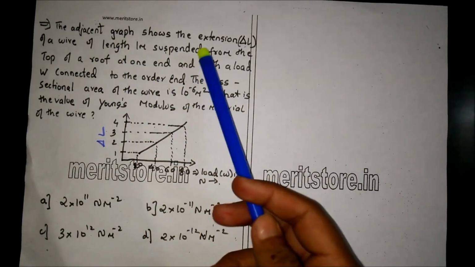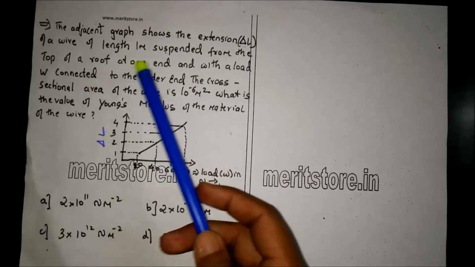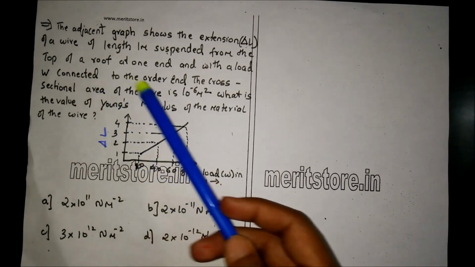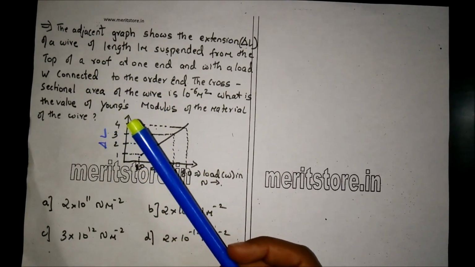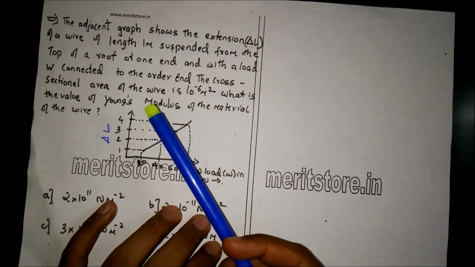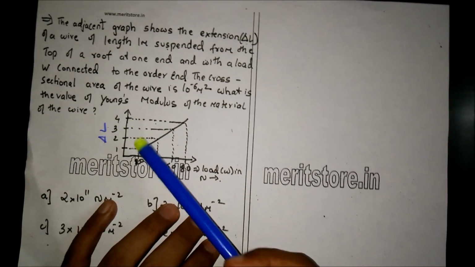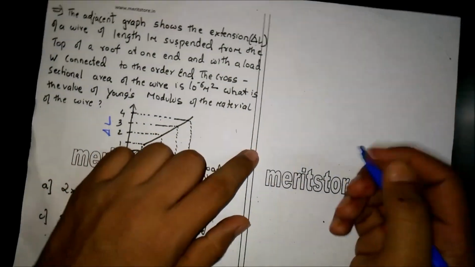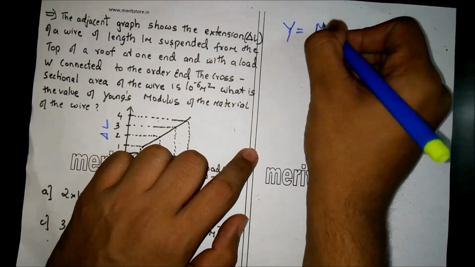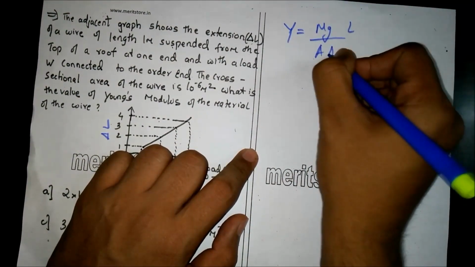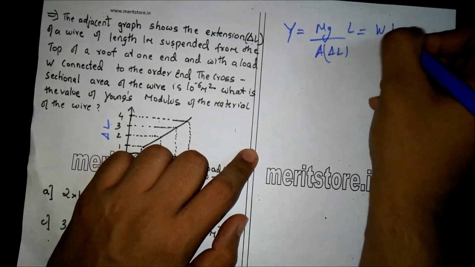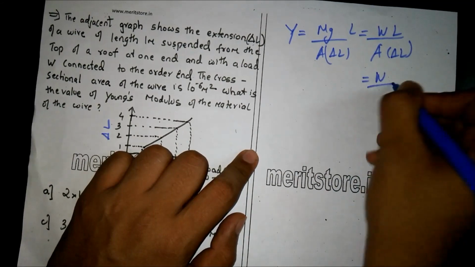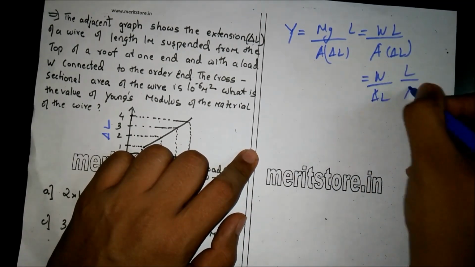The adjacent graph shows the extension delta L of a wire of length 1 meter suspended from the top of the roof at one end and with a load W connected to the other end. The cross-sectional area of the wire is 10 raised to minus 6 meters square. What is the value of the Young's modulus of the material of the wire? Now here is the graph given of delta L against the weight attached. Therefore, the Young's modulus Y is given by Y is equal to mgl upon A into delta L, which is equal to W L upon A delta L, which is equal to W upon delta L into L upon A.